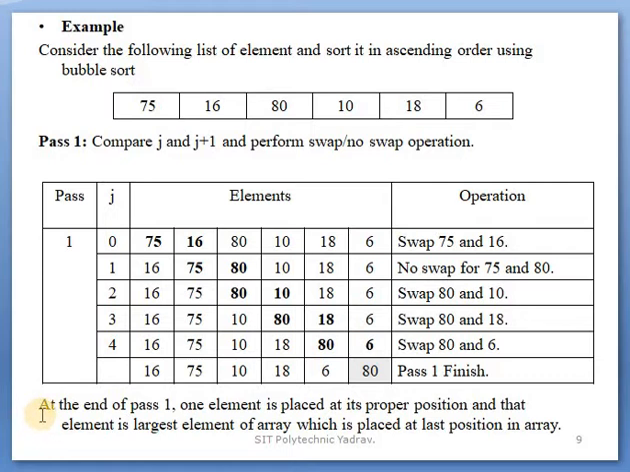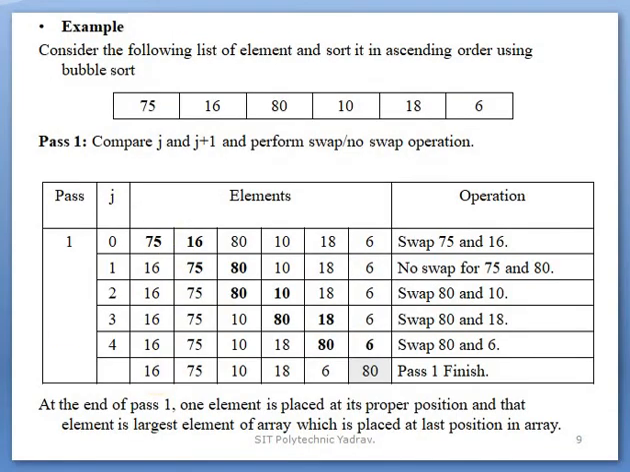So at the end of pass 1, one element is placed at its proper position, and that element is the biggest element of the array, placed at the last position. In every pass, the last position is placed in its proper position.